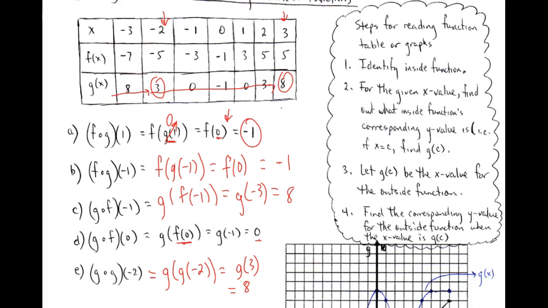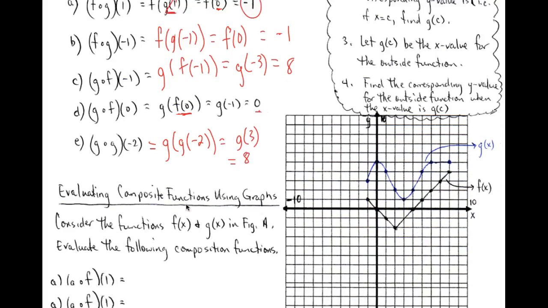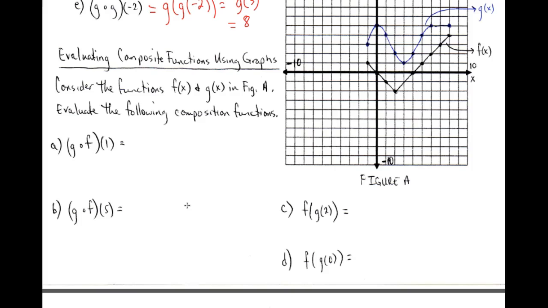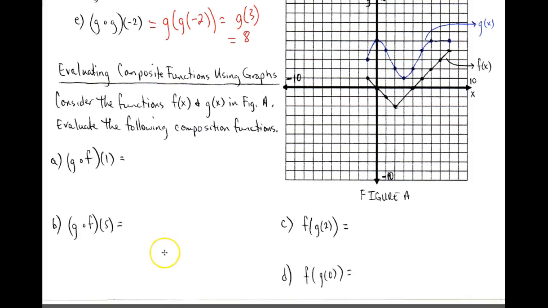All right, so we see how to look at a table of points for two different functions and evaluate composition functions from there. So now let's look at the case of, instead of having the table of points, we have a graph. Okay. So in this case, we'll follow the same thing, but instead of looking at a table, we're just going to find out what the corresponding x and y coordinates are.